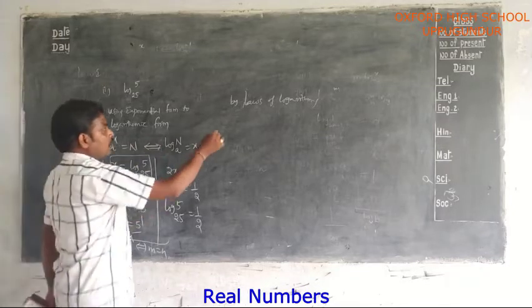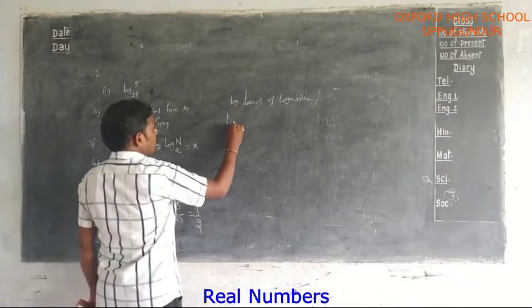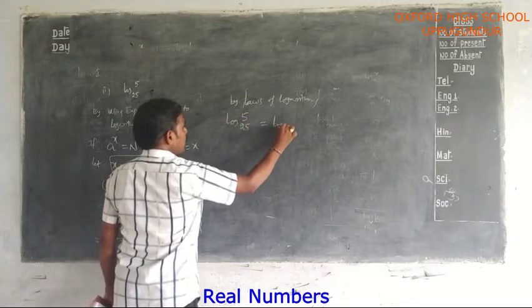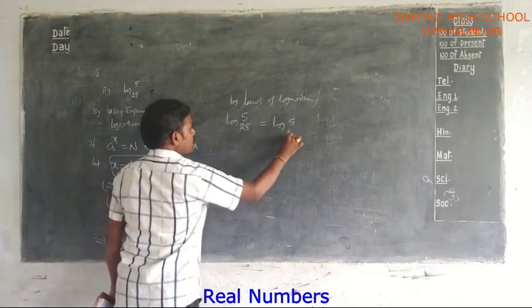Now by using laws of logarithms, what is the value you have to find? Log 5 base 25, which is equal to log 5. We can write 25 as 5 square.